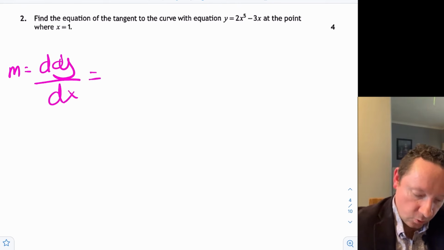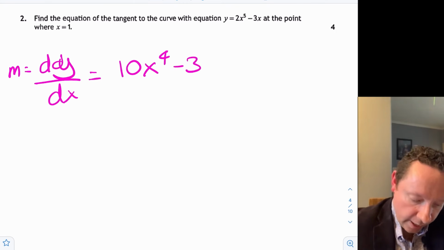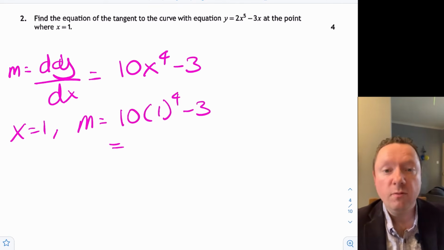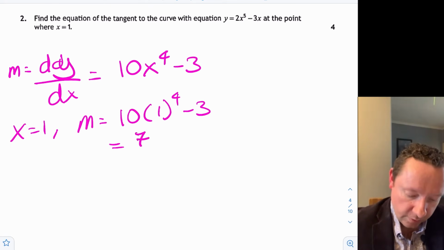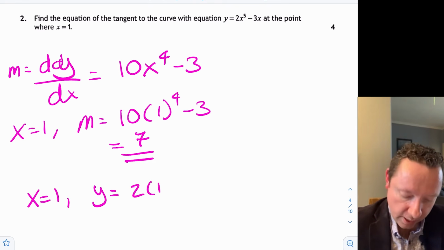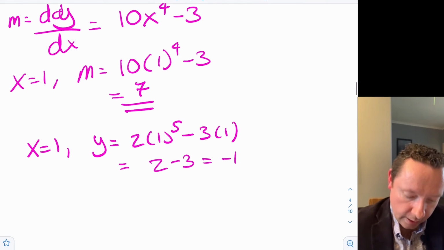That is 5 times 2 is 10, x to the 4, taking away 1 from the power, and minus 3. So at x equal to 1, our gradient equals 10 times 1 to the power of 4 minus 3. 1 to the power of 4 is just 1, so that's just 10 minus 3, which is 7. Now we need a point. So when x equals 1, y equals, I substitute it in, 2 times 1 to the 5 minus 3 times 1. Remember, using a calculator anytime you want, but that's 2, take away 3, which is minus 1. So our point is (1, minus 1), and our gradient is 7.